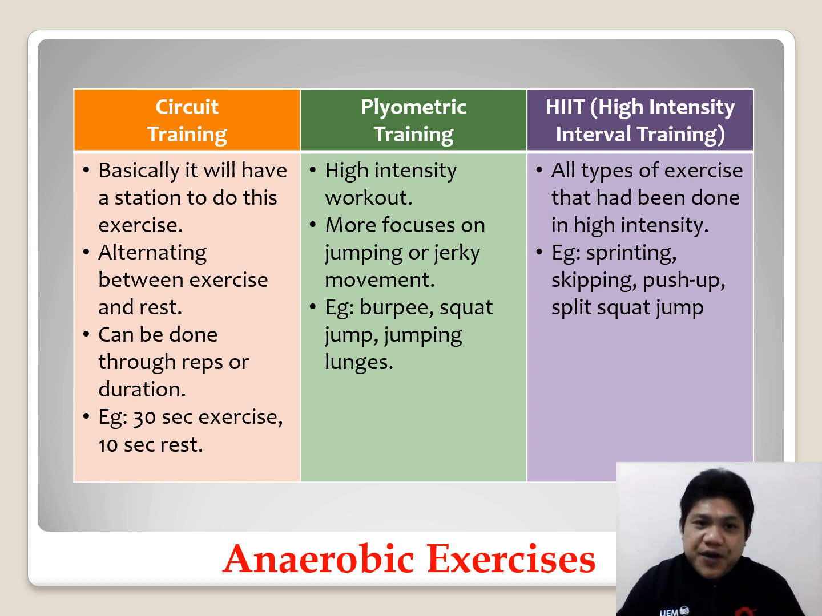For plyometric training, it is a high intensity workout, more focused on jumping or jerking movements. For example, burpee, squat jump, jumping lunges. And high intensity interval training is all types of exercise that are done in high intensity. For example, sprinting, skipping, push-up, and split squat jump.